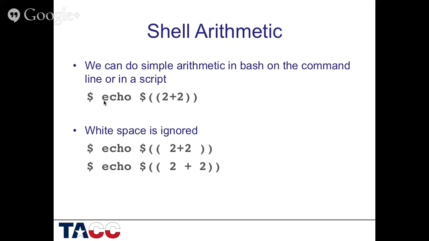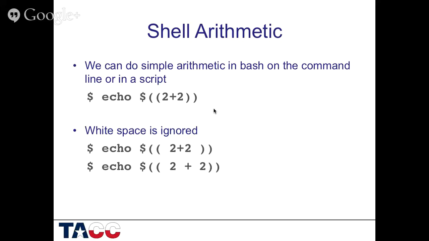You can do simple arithmetic right in Bash on the command line or in a script. For instance, I could echo out 2+2. I have to use the double parentheses to tell Bash that I want you to do an evaluation of this. That means, hey, this is some arithmetic, and I need you to actually calculate that.